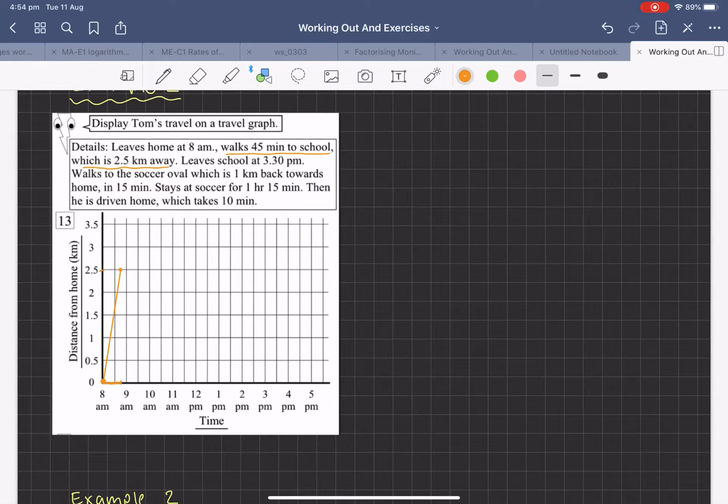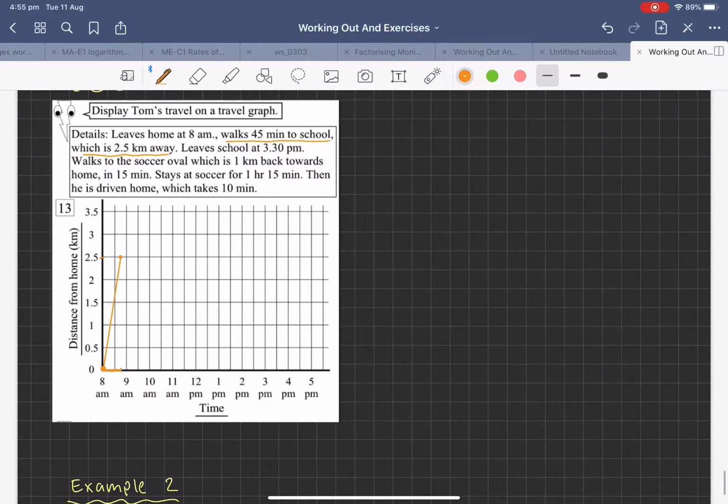All right, the next part. It says he leaves school at 3:30. So he's leaving school at 3:30. This is 3:30 here. That means he was at school all day. So I can draw, he hasn't gone away from home or closer to home. He's stayed at school all day, so I can leave that bit there.